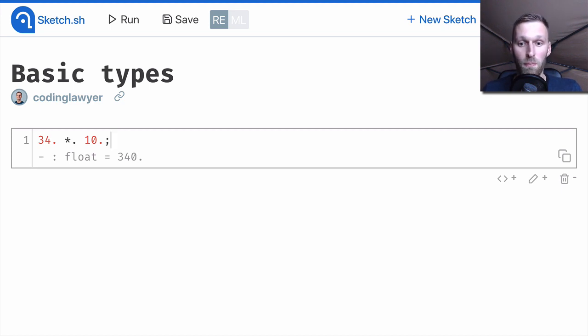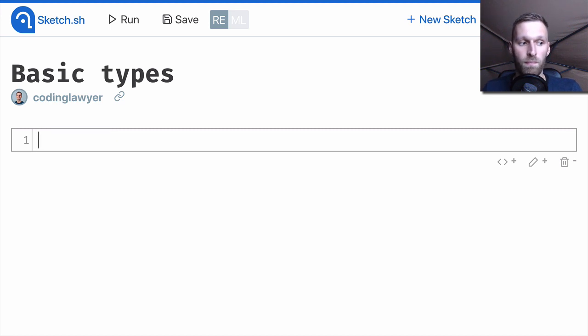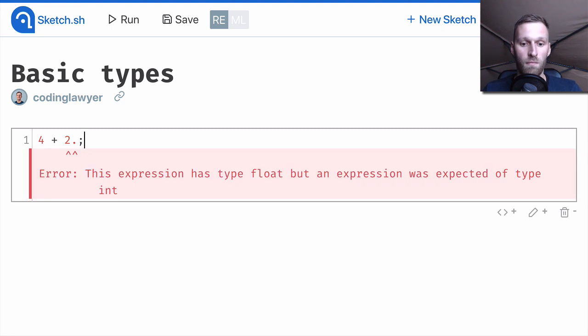Now, keep in mind that you are not allowed to mix integers with floating points without using explicit type conversion. So let's take a look at the example. So we got a type error since we are mixing integers with floats together. We try to add an integer 4 to a float, and it doesn't work because we are violating Reason's type system.